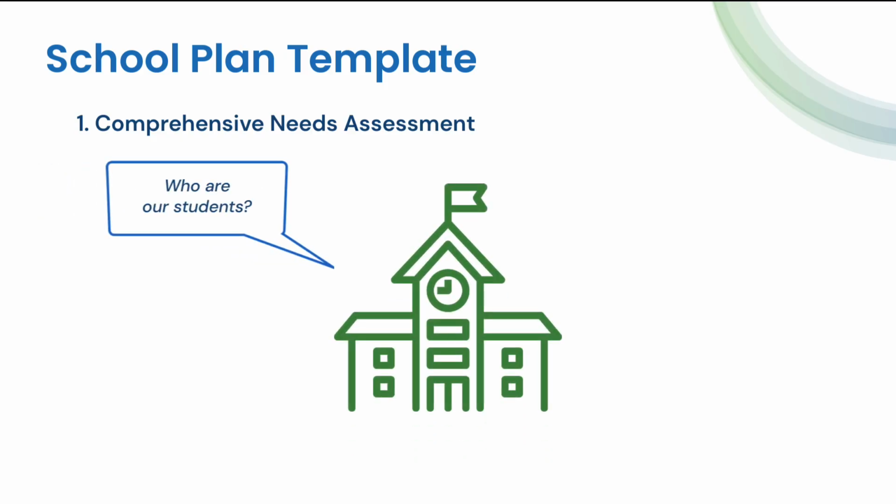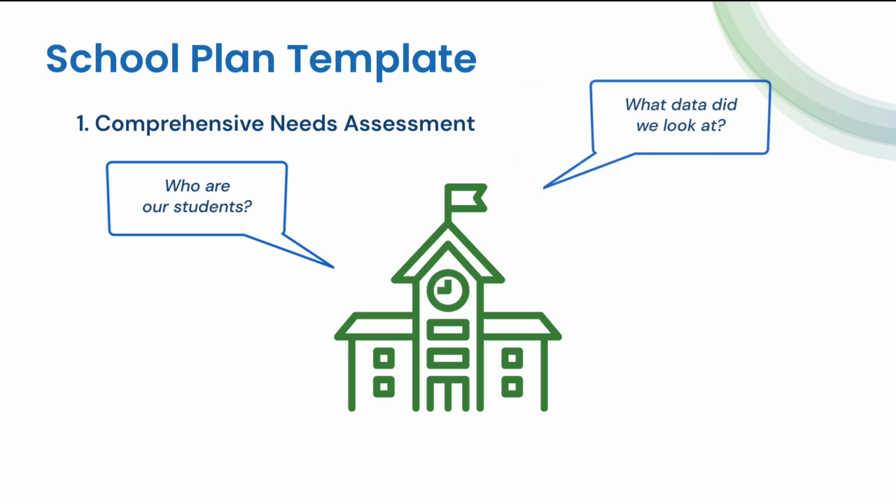Who are our students? Have your student demographics changed over time? What trends are you seeing? How is your school serving students who have been historically underserved by the system? What data did we look at? Did we use multiple measures of data in our review? Did the data reviewed provide a comprehensive view of the school and community, as well as the opportunities and challenges that should be addressed in a school-wide plan?